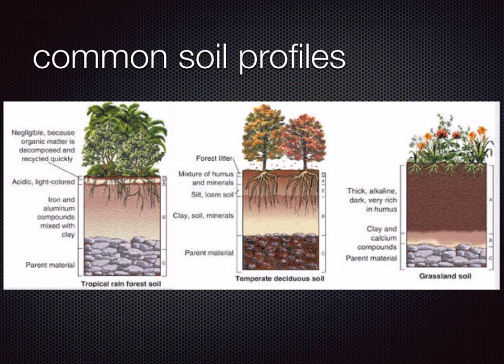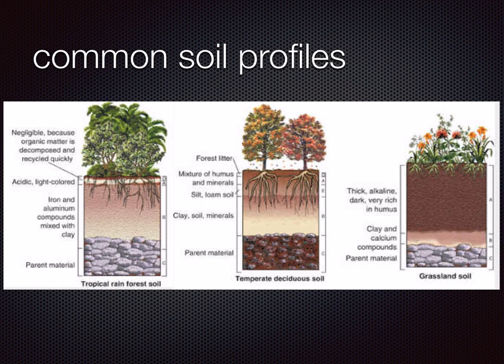So we can see a lot of different common soil profiles on our planet. And just for a few examples, we can take a look at tropical rainforests, temperate deciduous forests, and grasslands. And if we look at these soil profiles, we can see that visually they're very different. And the first observation we can have is from the O horizon.